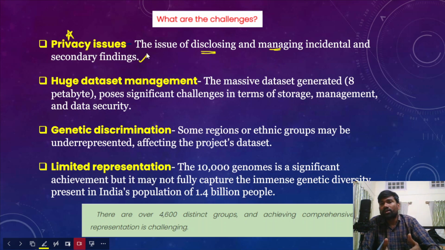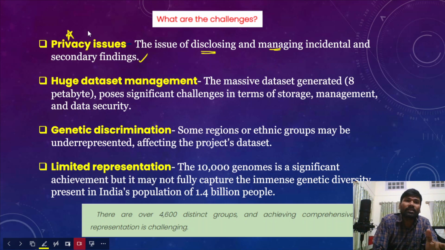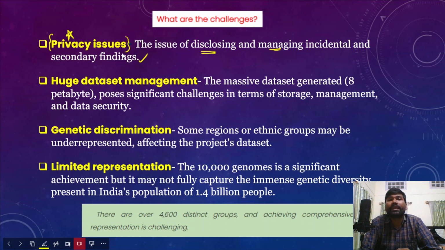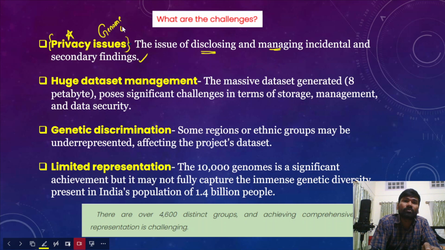So therefore, there should be adequate safeguards in place so that the privacy issues would be taken care of as part of the Genome India project. Okay, so privacy issues should be taken care of by the Genome India project.